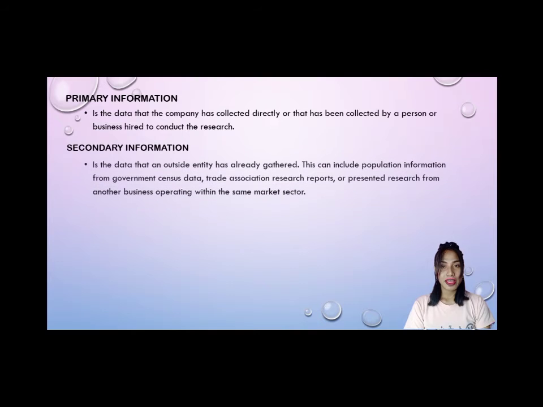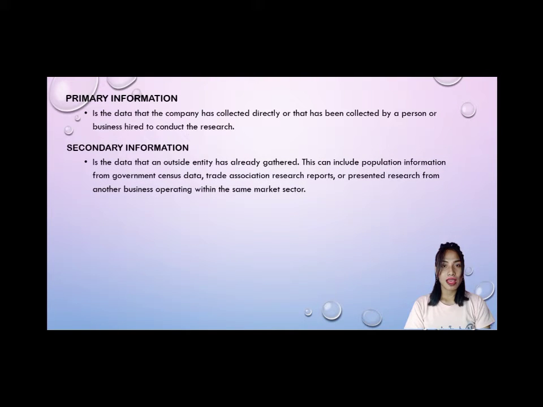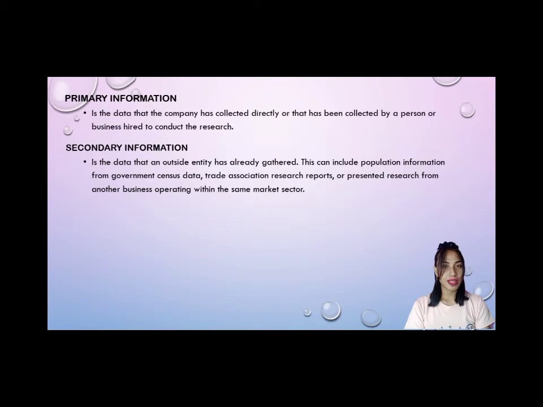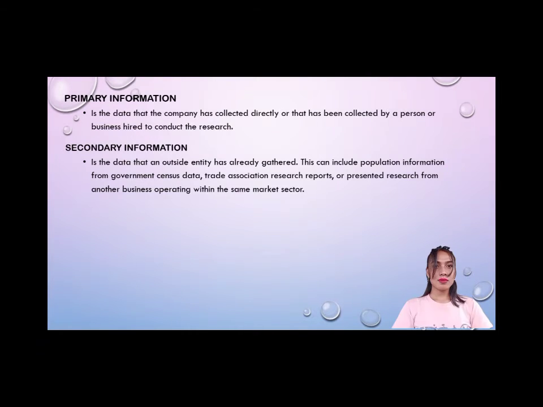It is the data that an outside entity has already gathered. This can include population information from government census data, trade association research reports, or presented research from another business operating within the same market sector.